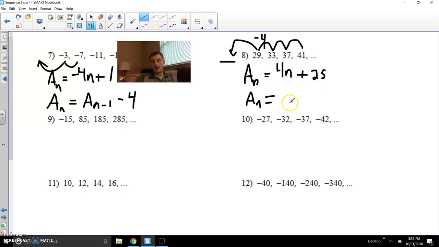Basically, at the very end here, when you're doing a recursive, you need to kind of describe it as what you would do to the previous term to get the next term. For example, if I wanted 41, you could take the number before it, 37, and just add 4 to it. So that's what I'm going to do. I'm going to use that notation that we learned today, a sub n minus 1, and then I'm going to say, well, hey, if you want the next number, take the previous number and add 4 to it.